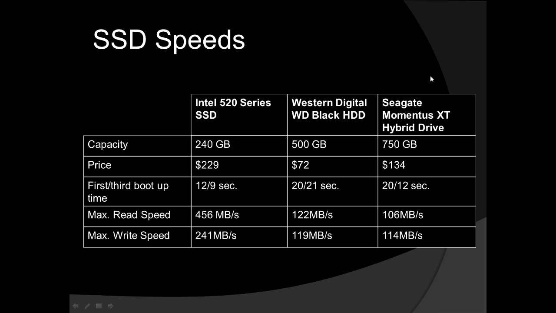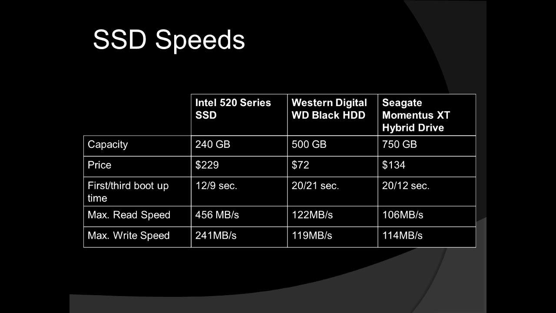So here's a little table of speeds. As you can see, the SSD has a smaller capacity, only 240 gigs. The drives are an Intel 520 series SSD, a Western Digital WD Black hard drive, and a Seagate Momentus XT hybrid drive. The hard drive has 500 gig storage, the hybrid drive has 750 gigs. The price for the SSD is pretty pricey, $229. The hard drive is only $72, and the hybrid drive is $134, pretty much right in the middle.